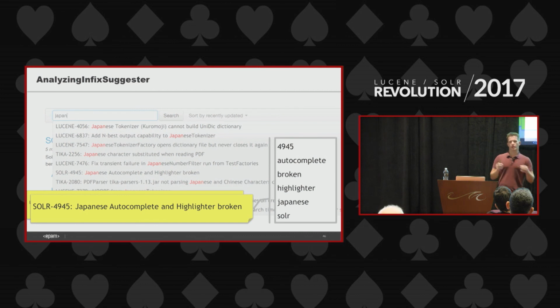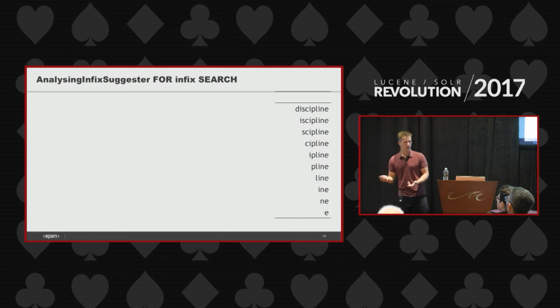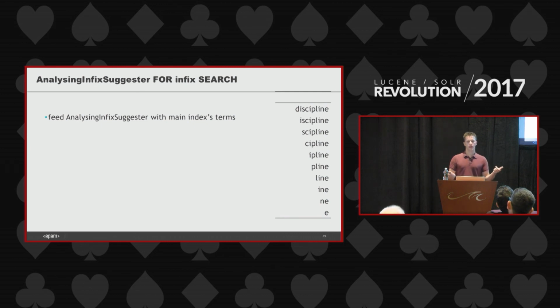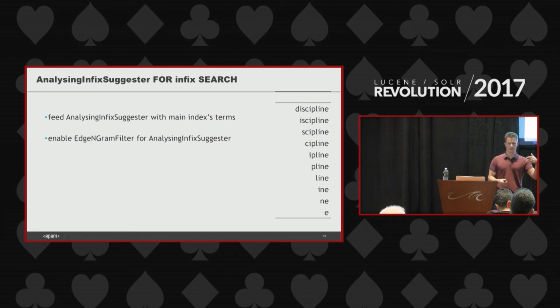It's just used for these fast, small responses for autocomplete. And how can we use it to address our infix search problem? We can feed the AnalyzingInfixSuggester with our main index terms, and we can enable edge n-grams for analysis in the AnalyzingInfixSuggester. As a result, it builds this ladder of suffixes for every main index term.